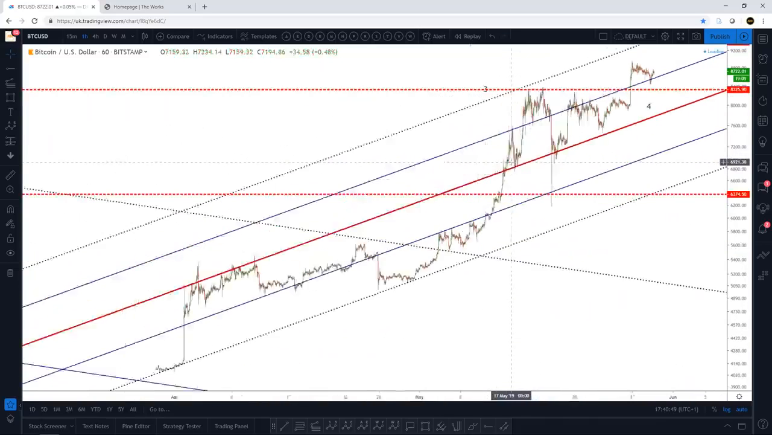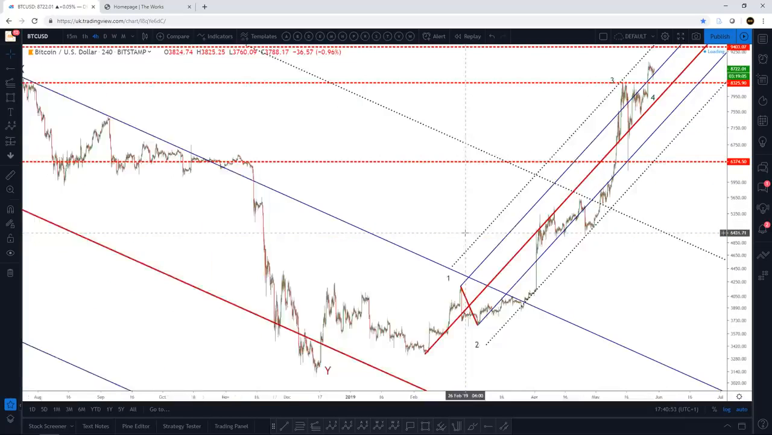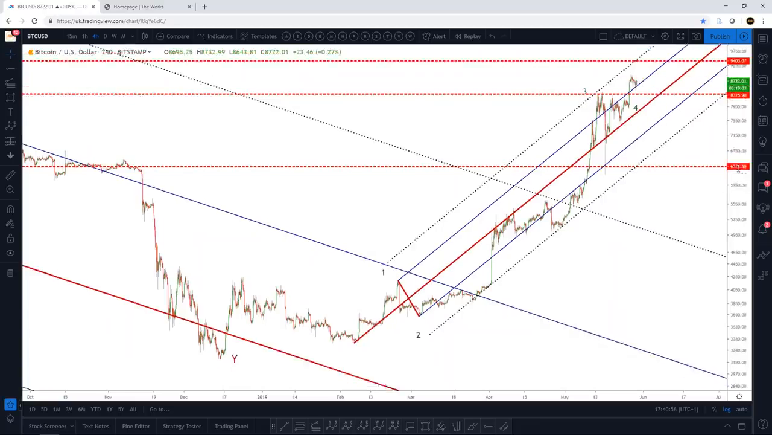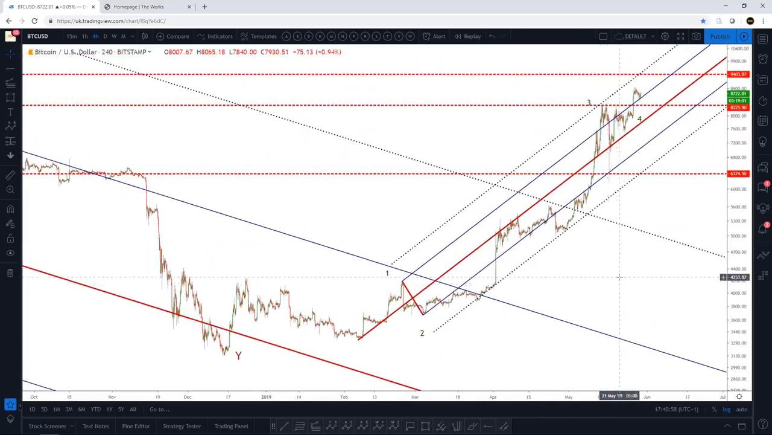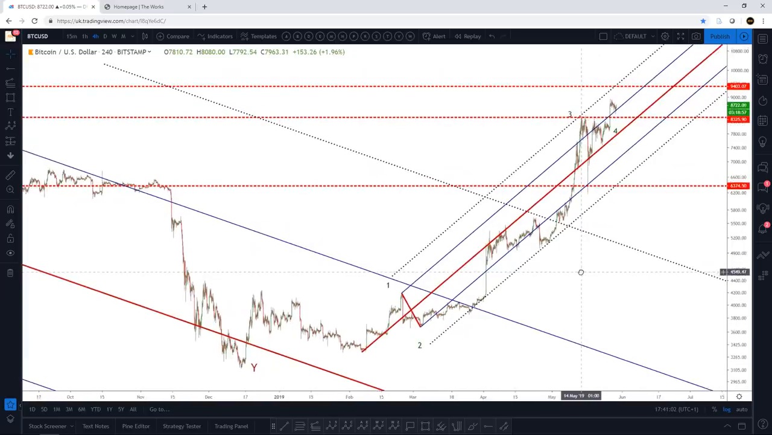Now, let's look at it from the other perspective, which I think is really important to address, because you can never know for sure which wave count is going to be respected. So let's look at it from the alternative scenario.